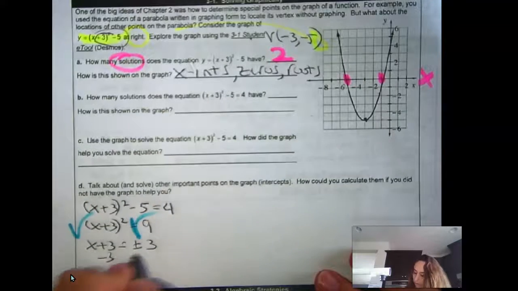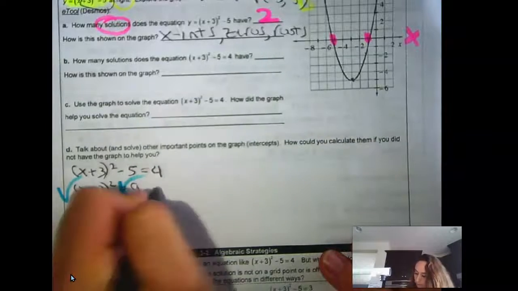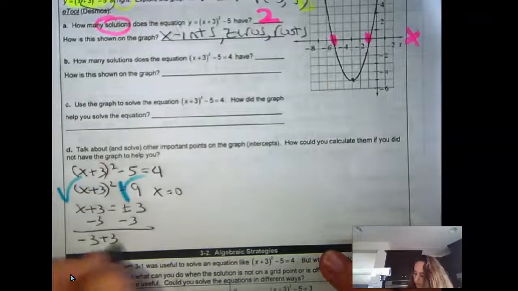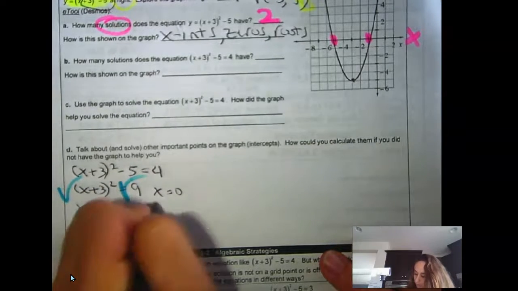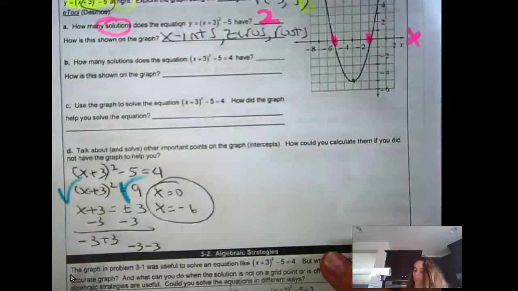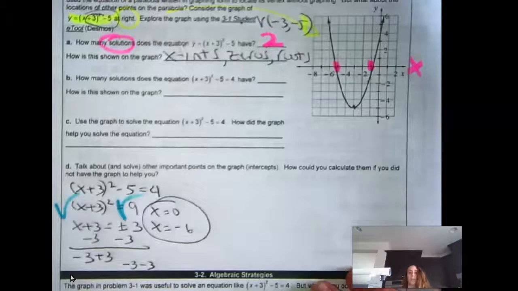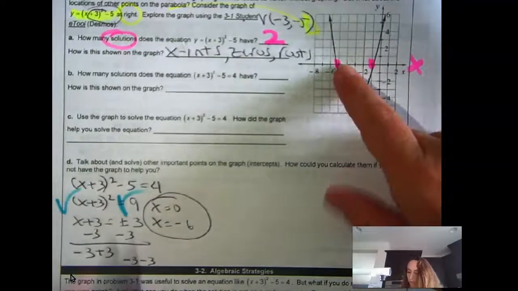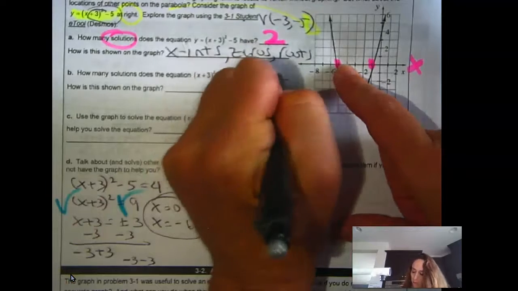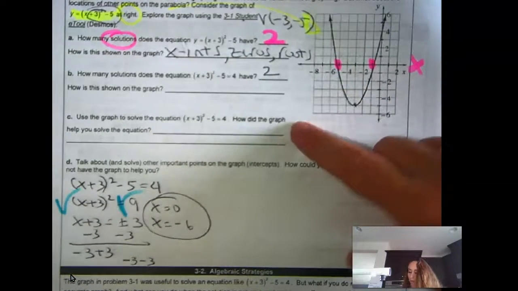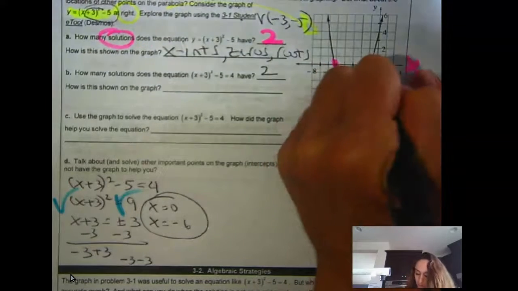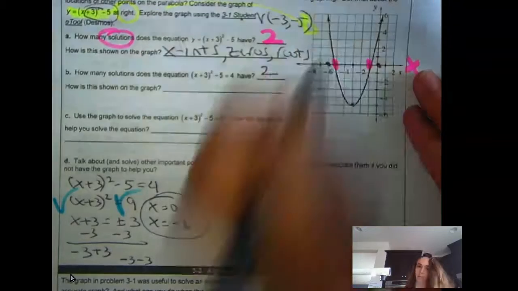Then -3 minus 3. So I have -3 plus 3, which is x equals 0. And I have -3 minus 3, which is x equals -6. So what's the difference between these two solutions? So I still have two solutions, right? Okay. And how it would be shown on the graph is it would be 0 here and -6 here.